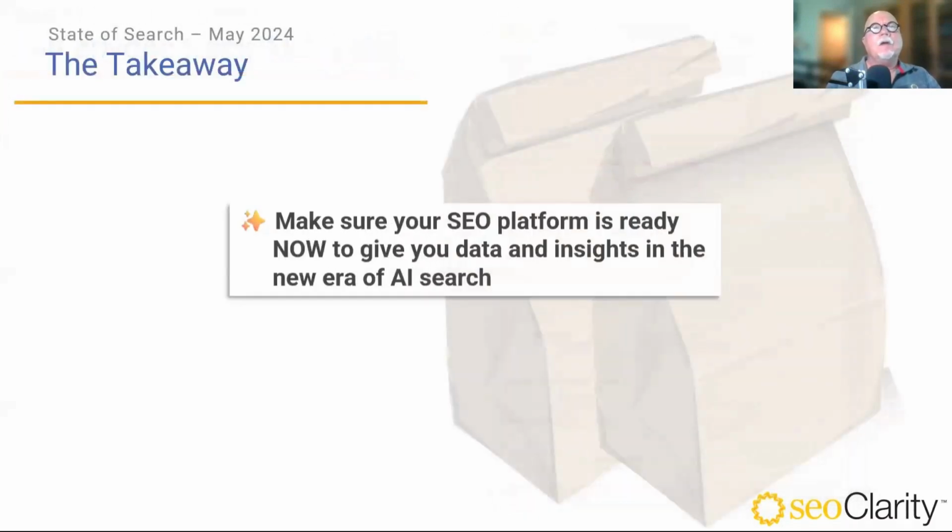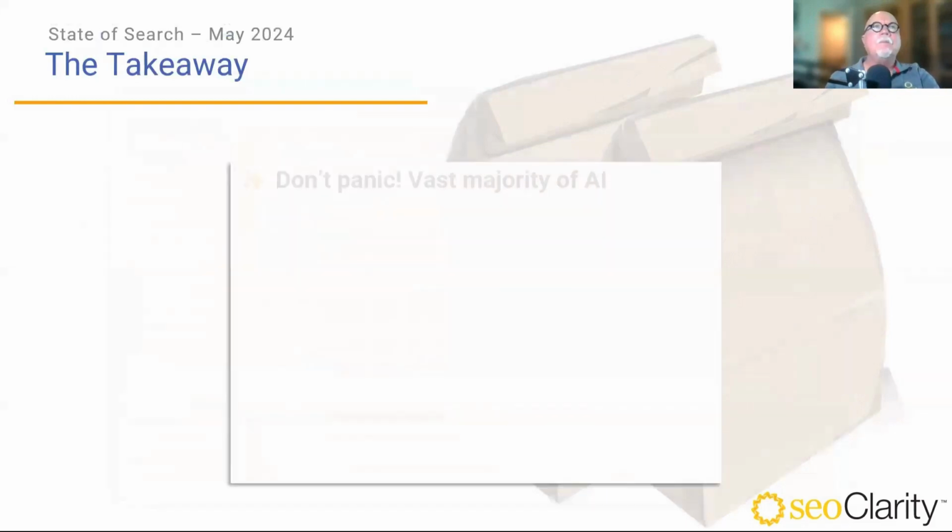So the takeaway here is make sure that your SEO platform is ready, because we are, to give you data and insights in this new era of AI search, whatever way we can give them to you. Right now, we're offering to all of our clients, anybody who's already an seoClarity client, send us your top 100 keywords, the 100 keywords that matter most to you, and we will run the searches for you and report back how much AI is showing up for those, AI Overviews, and on which ones. So please take advantage of that while we wait for more information to come in.